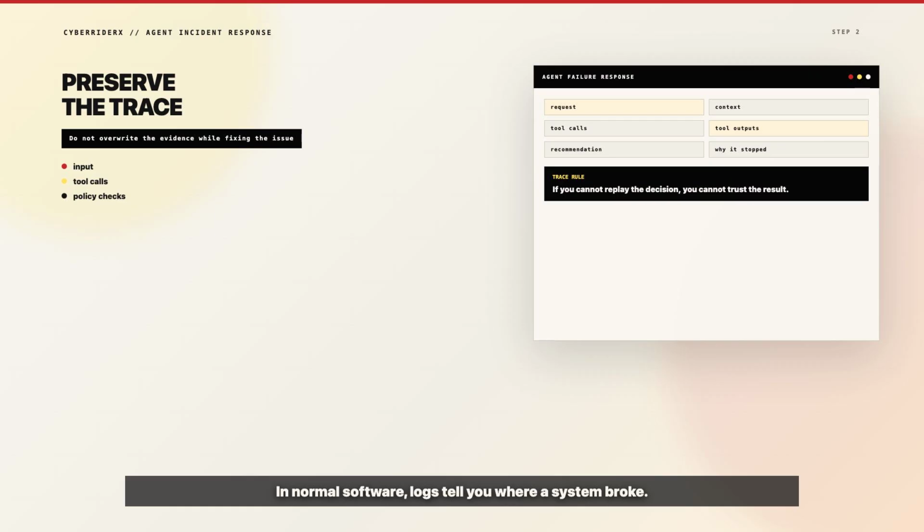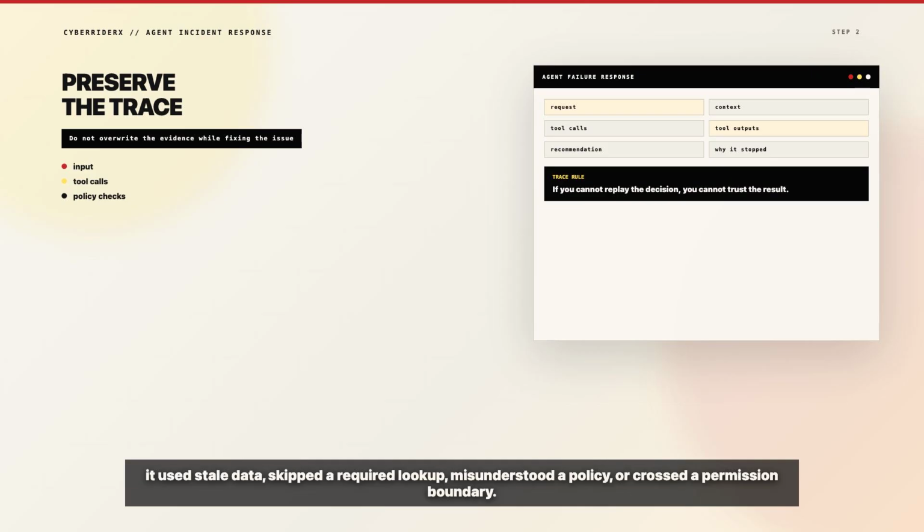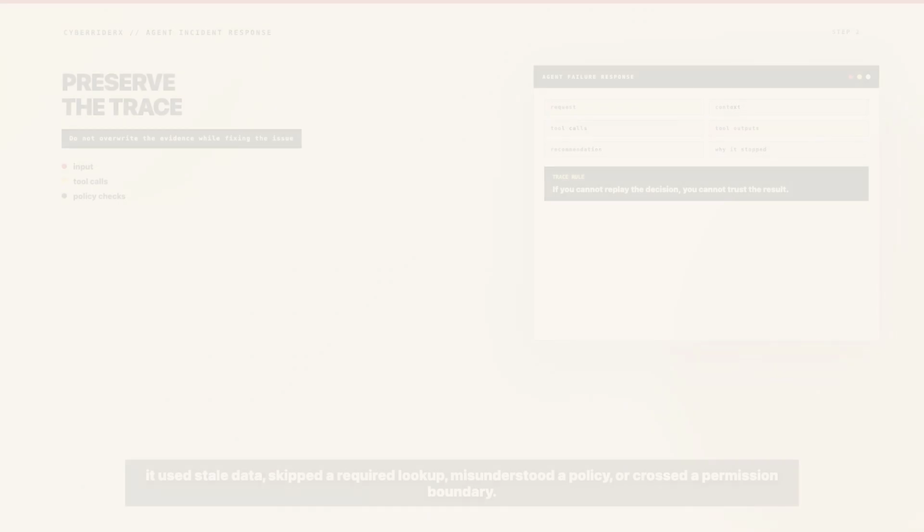In normal software, logs tell you where a system broke. For agents, traces tell you how a decision formed. That path is the difference between saying the agent was wrong and knowing whether it used stale data, skipped a required lookup, misunderstood a policy, or crossed a permission boundary.